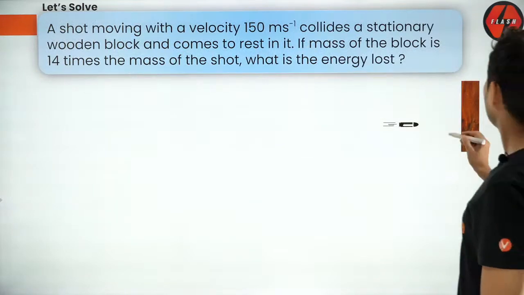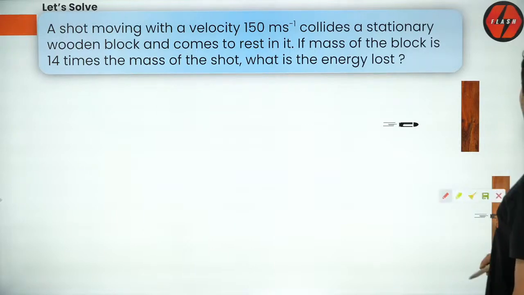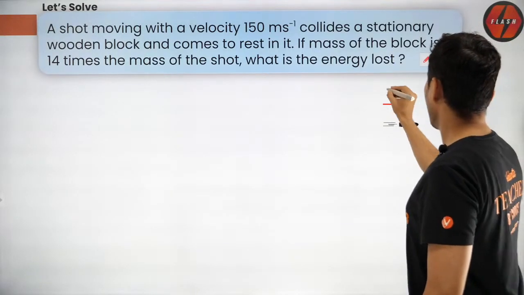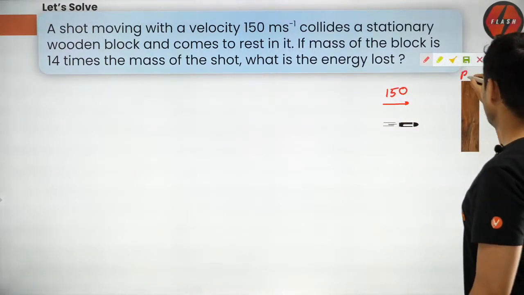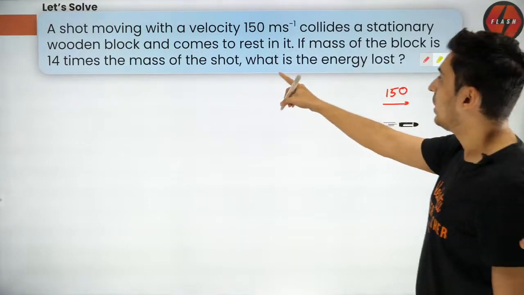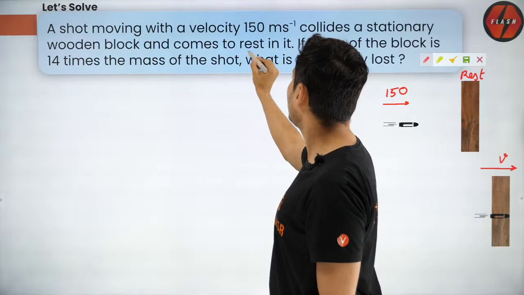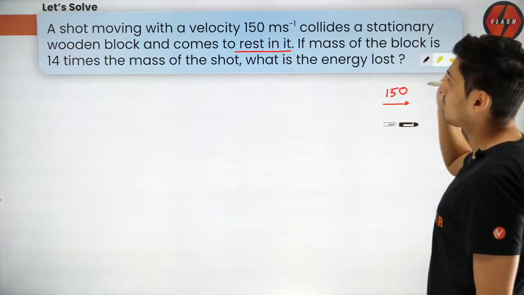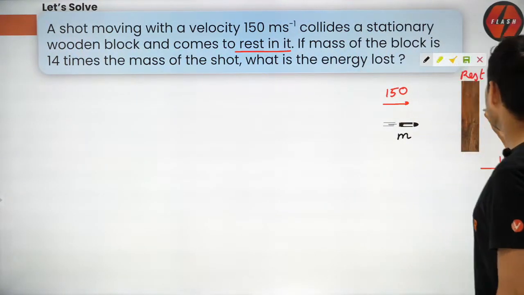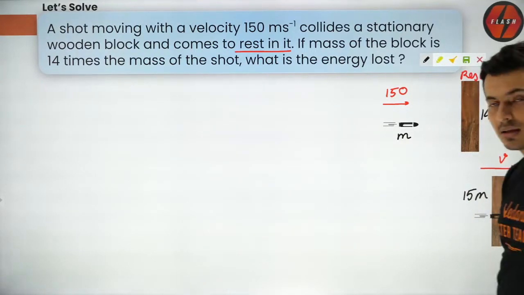Okay, let's have a look. Now, the bullet has a speed of 150. The block is at rest. Eventually, both of them move together with one common velocity because the block and the bullet move together. The bullet comes to rest in it. That is what is mentioned. Now the next part. What about the masses? The mass of the block is 14 times more. So if this is m, this is 14m, and the total mass over here will be 15m. These are the masses.